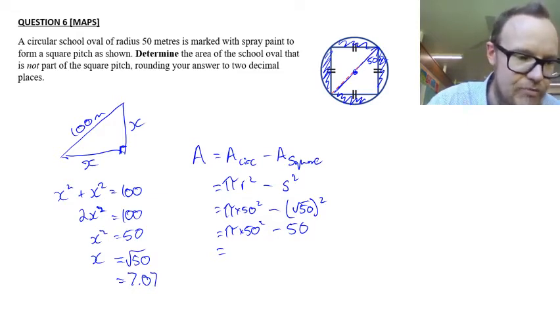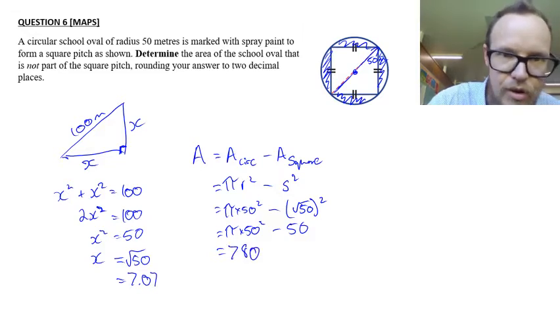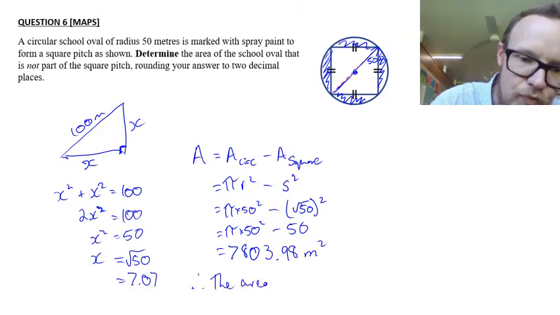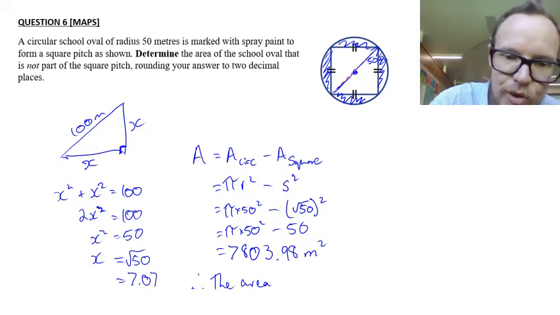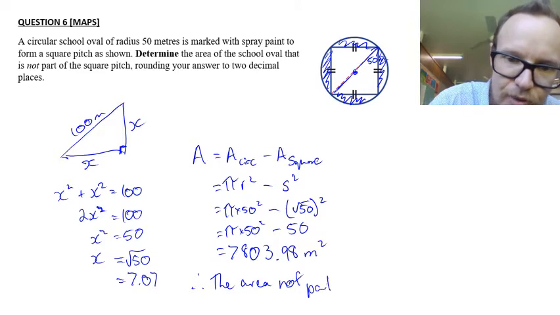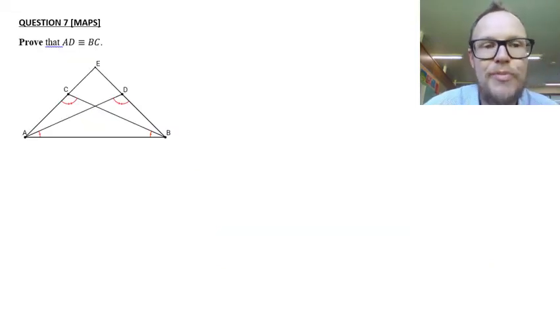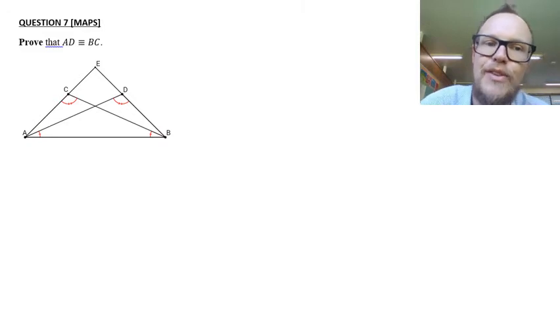And I'm going to get, we're asked to round to 2 decimal places, 7803.98 square metres. So then I can say, therefore, the area that is not part of the pitch is 7803.98 square metres.